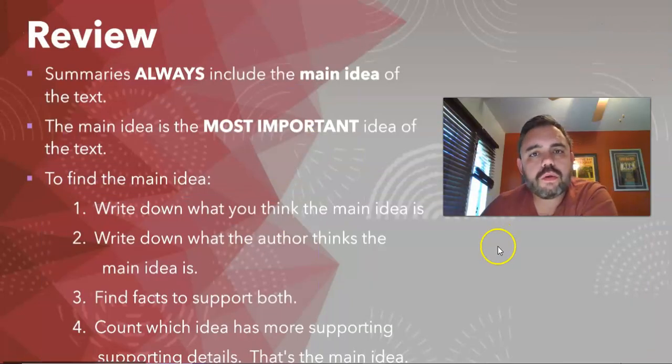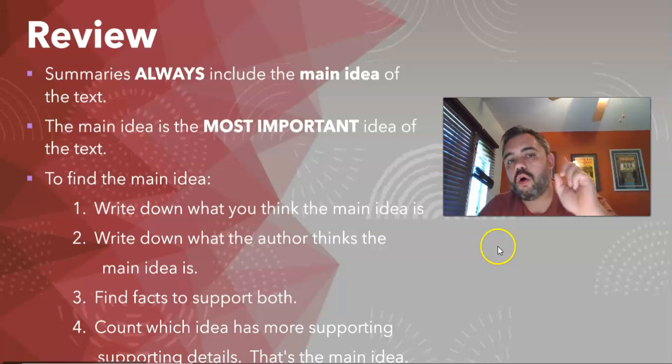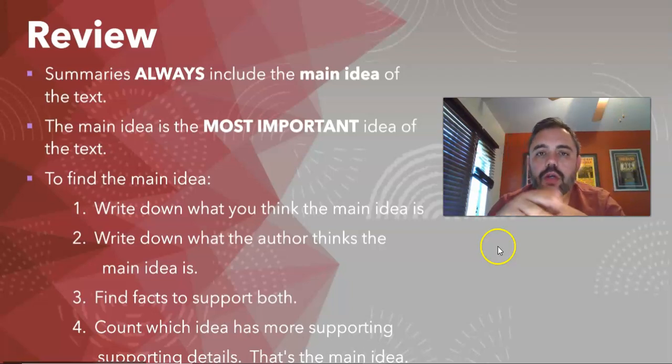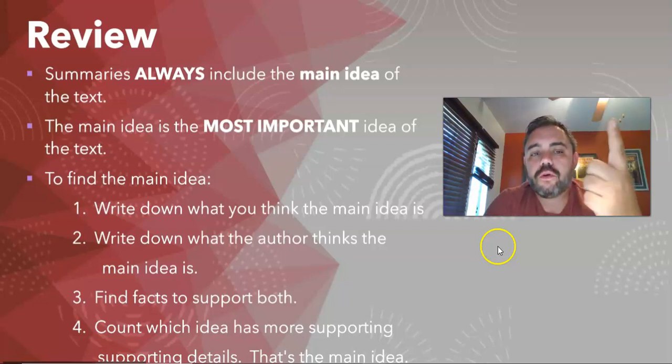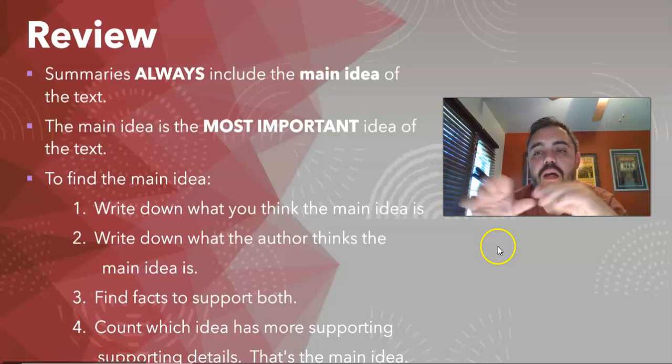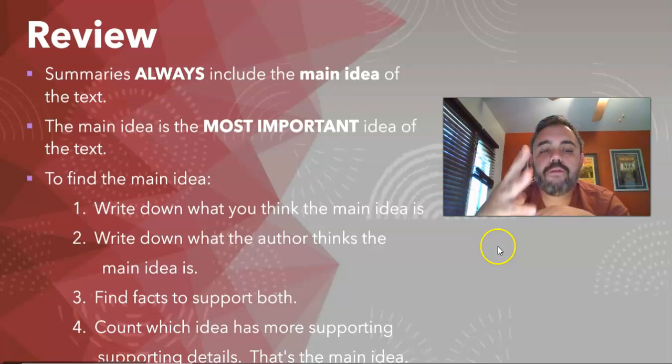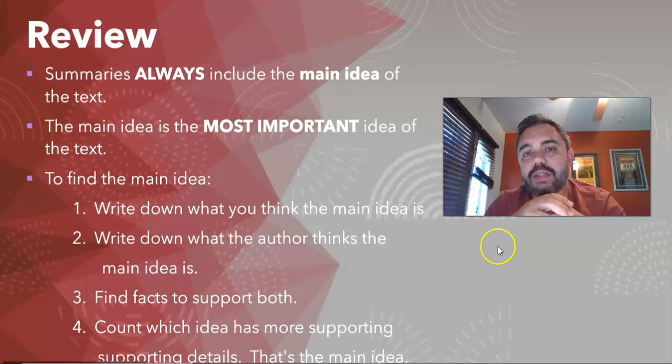Pow, Mr. Remedies back on your screen here. All right, so as a review, summaries always include the main idea of the text. We learned that yesterday, but it's always good to remind yourself of that. The main idea is the most important idea of the text. Okay? And a little how-to, four steps on how to find the main idea, just one strategy, and we'll talk about more later. First, write down what you think the main idea is. Number two, write down what the author thinks the main idea is. Three, find facts to support both. And four, count which idea has more supporting details. Whichever one has the most, boom, that's the main idea.